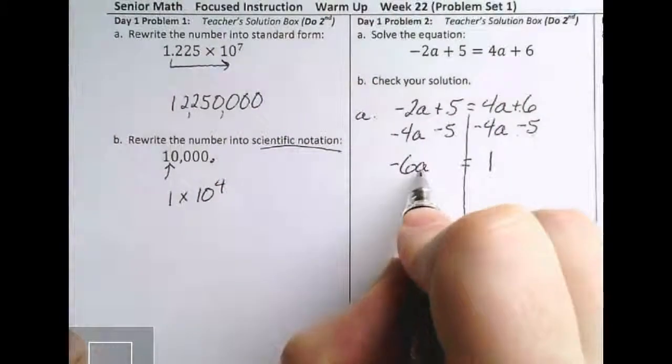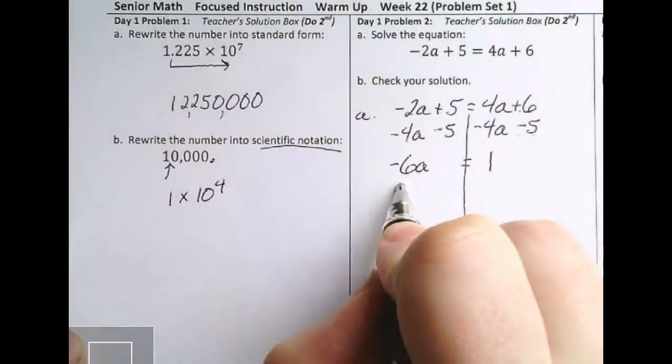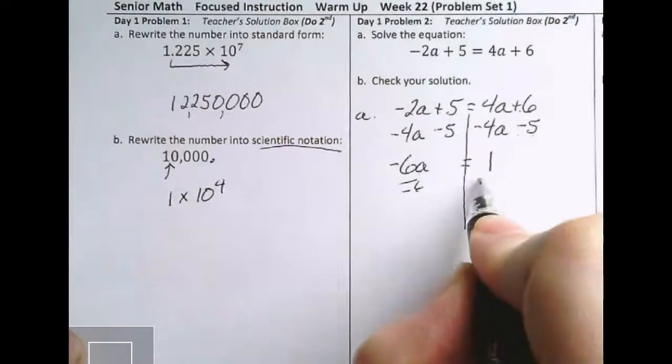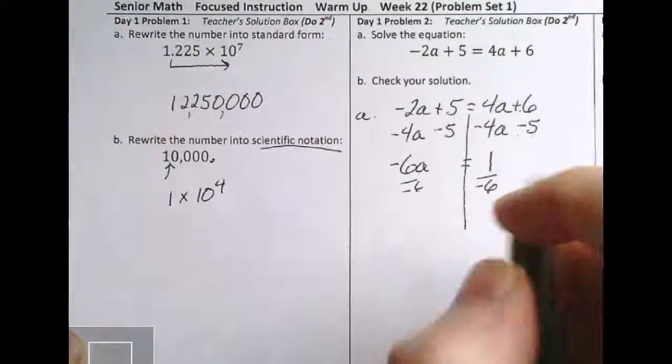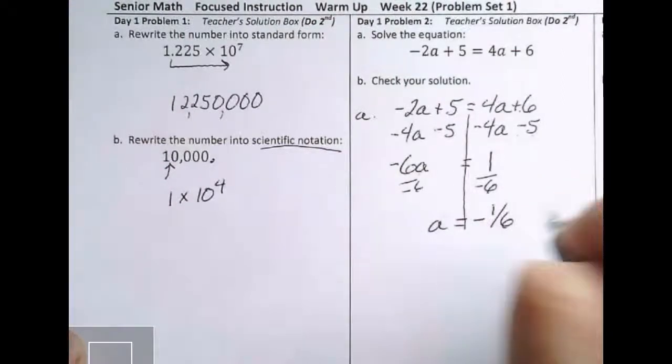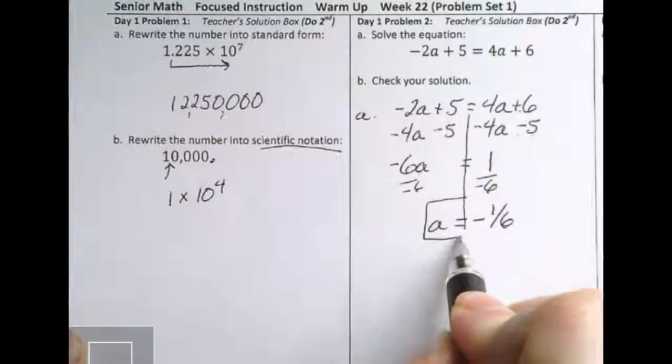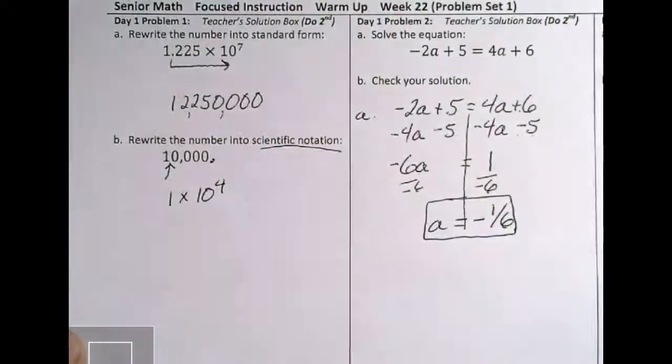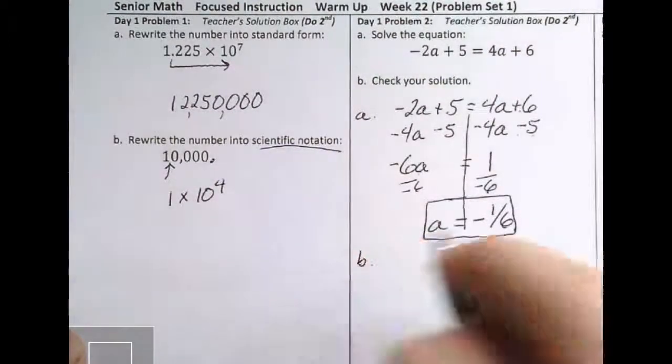We can get the a alone by dividing by its coefficient. Divide by negative 6, divide by negative 6. So a is equal to the fraction negative 1/6. Now part B, let's check whether that works.